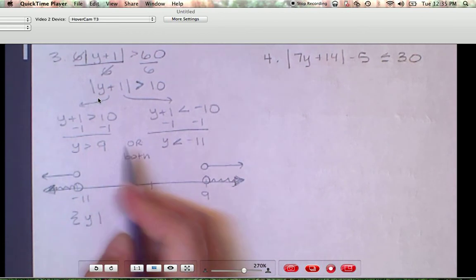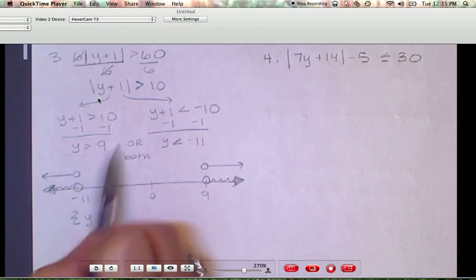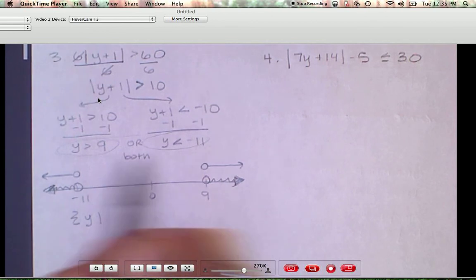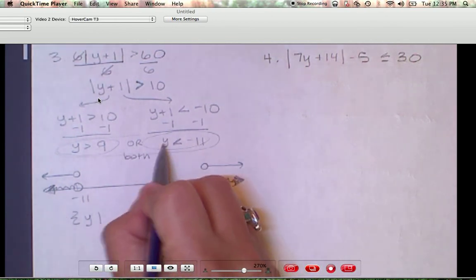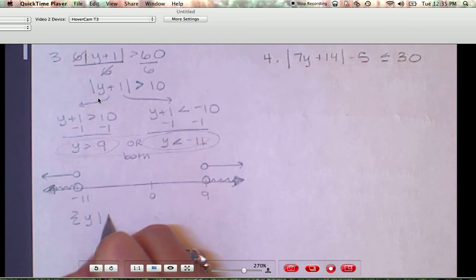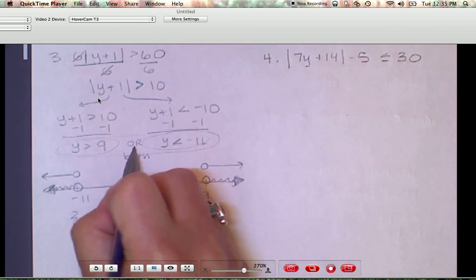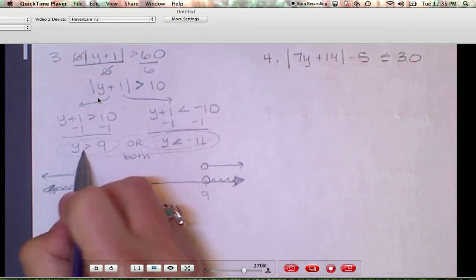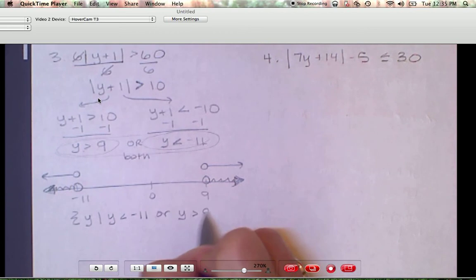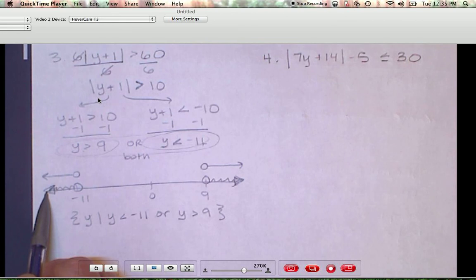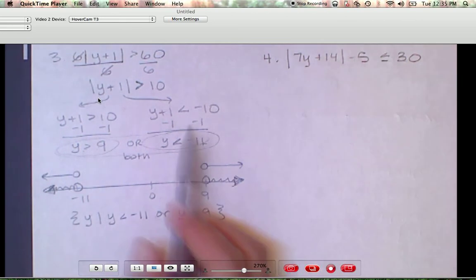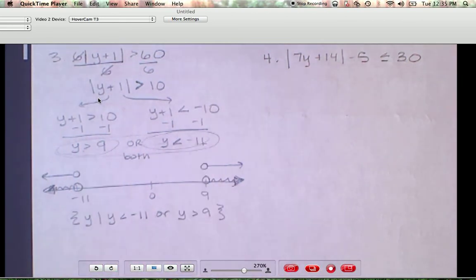Y such that, and our set notation is basically this right here, but some people like to put it in the order that you see it. So this one first, y is less than negative 11, or y is greater than 9. Or you can read it straight off the graph. Either it's less than negative 11 or it's greater than 9. But it does come straight from this line here.